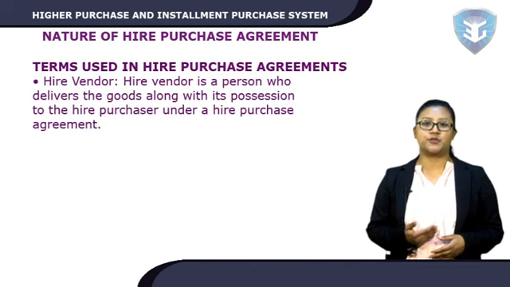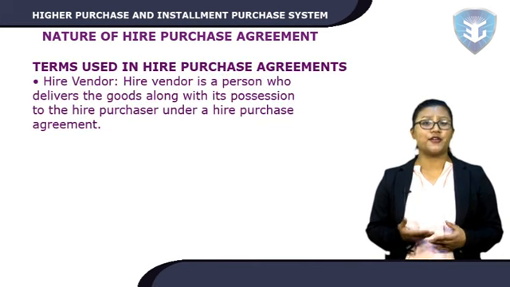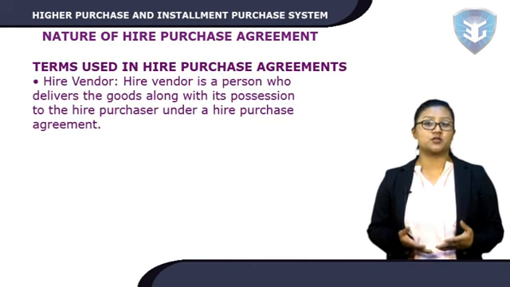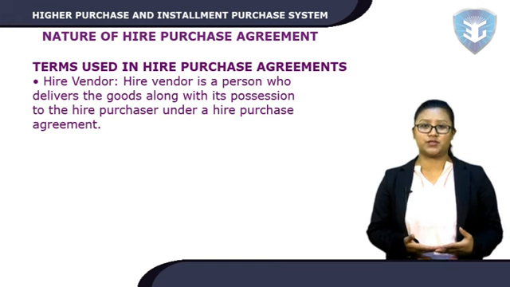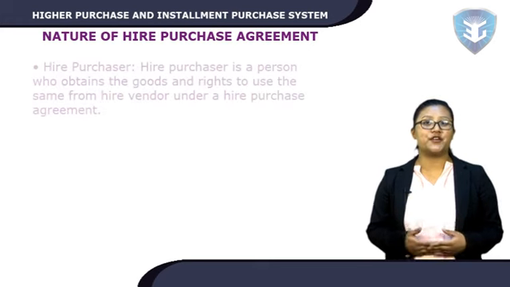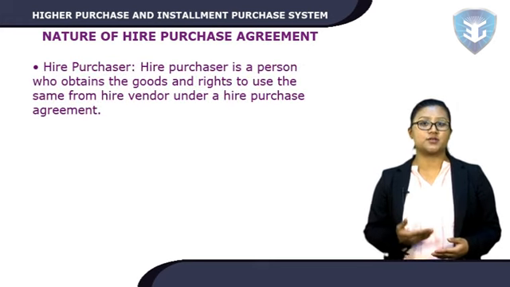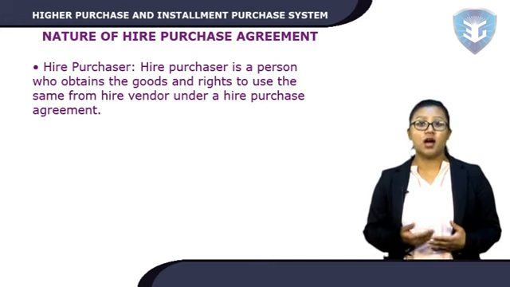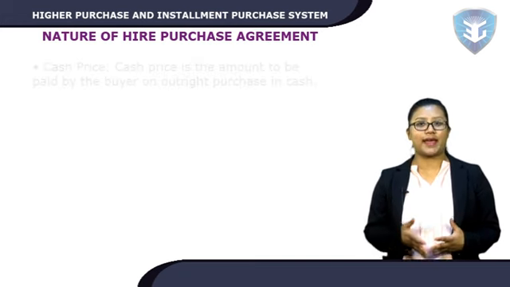Terms used in hire purchase agreements. Hire vendor. Hire vendor is a person who delivers the goods along with its possession to the hire purchaser under a hire purchase agreement. Hire purchaser. Hire purchaser is a person who obtains the goods and rights to use the same from the hire vendor under a hire purchase agreement.